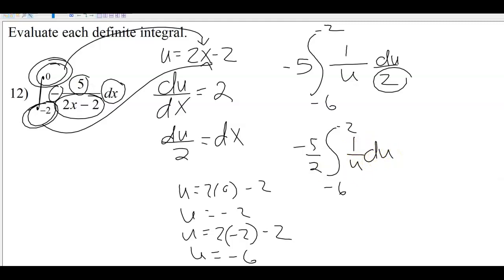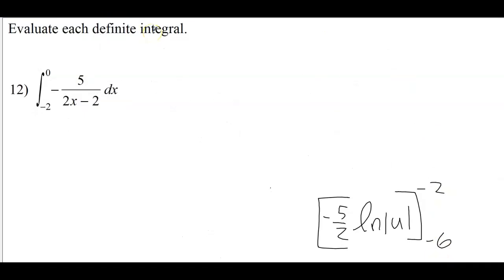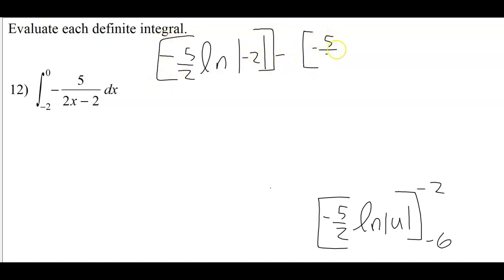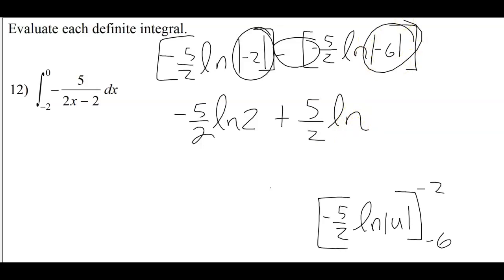Okay, so now that we have the constants pulled out to the front and the limits changed, we're ready to integrate. The integral of 1 over u is ln of the absolute value of whatever the denominator was. So now we're going to have negative 5 over 2 ln of the absolute value of negative 2 minus negative 5 over 2 ln of the absolute value of negative 6. So you just plug them in and subtract them, right? The absolute value here is just going to be a positive 2. Here, these two double negatives are going to become a positive. And then the absolute value of negative 6 there is going to be 6.